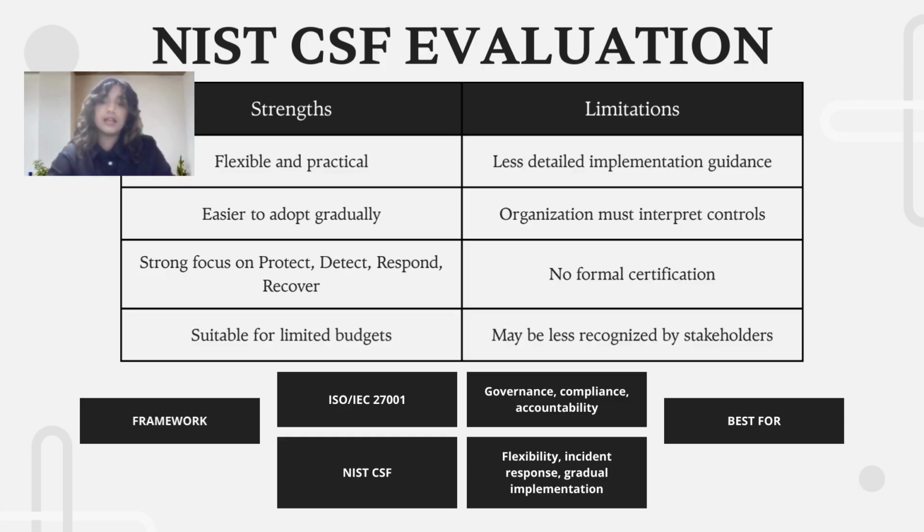So, in summary, ISO/IEC 27001 is best for organizations that require strong governance, compliance, and accountability. On the other hand, NIST CSF is best for organizations that need flexibility, stronger incident response capabilities, and gradual implementation. So, neither framework is perfect on its own. For a medium-sized electronics retailer, the most effective solution depends on the organization's business goals, available resources, and how the selected framework is adapted to its operational environment.